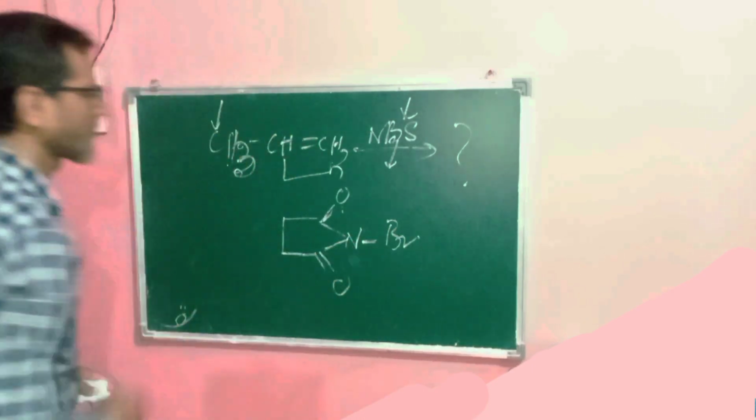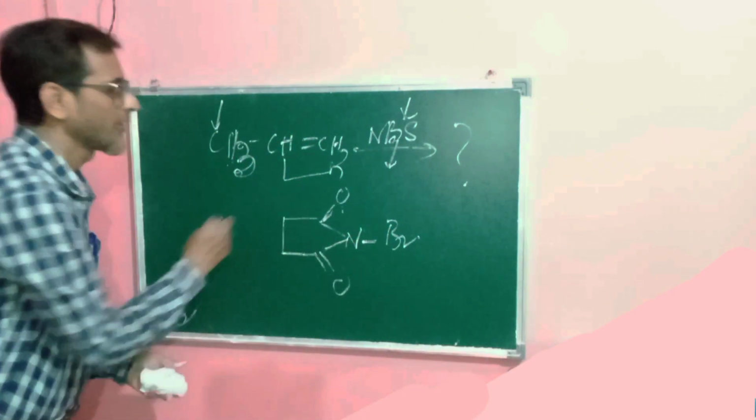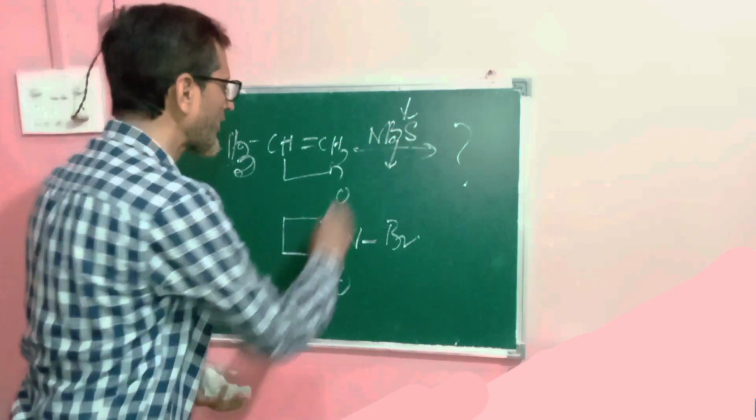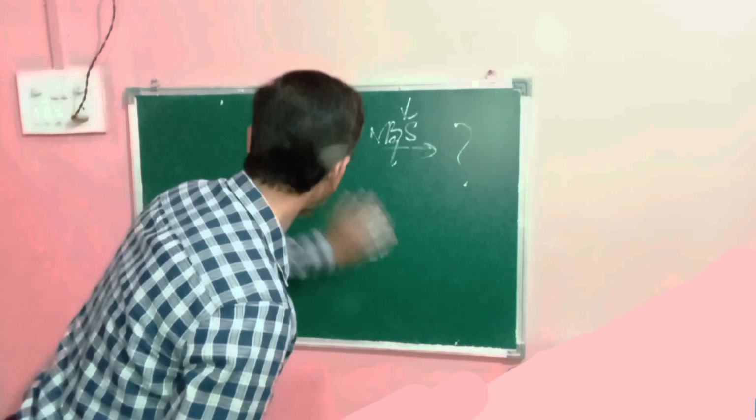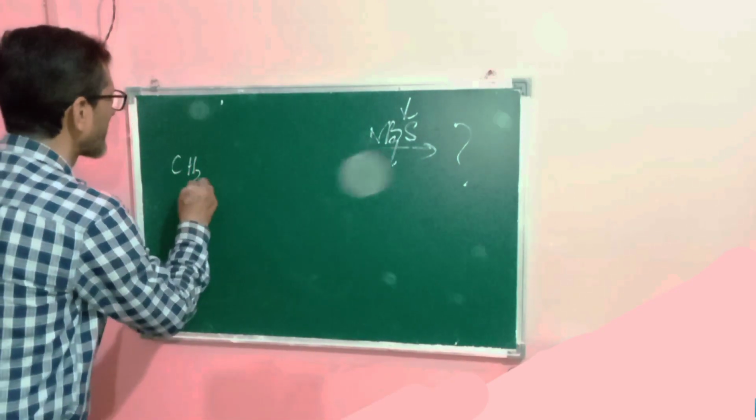N-bromosuccinimide. Where does it come from? This is NBS. It has actually come from succinic acid. I am showing you a bit of detail.